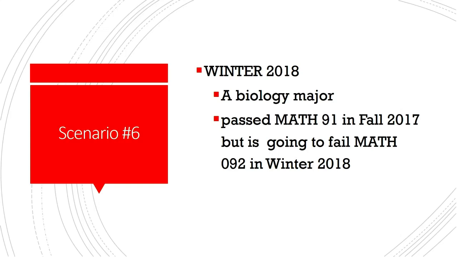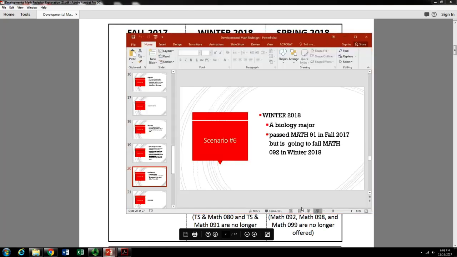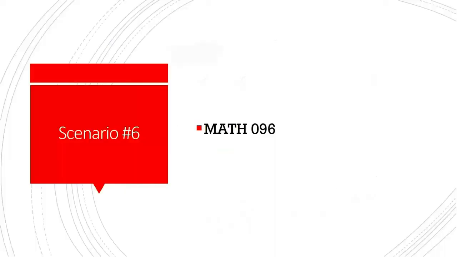Okay, it's now winter 2018. In your office, it's a biology major. They've passed 91 in the fall, but they're in Math 92 for the winter quarter, but they are failing. What do they do? And I'm going to bring up the flow chart again. So winter, Math 92, they are failing. What do we do? The answer, Math 96.